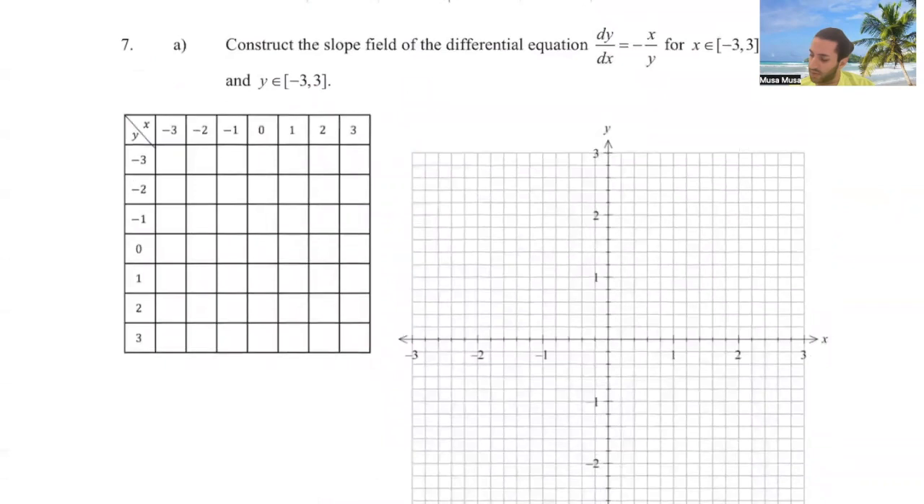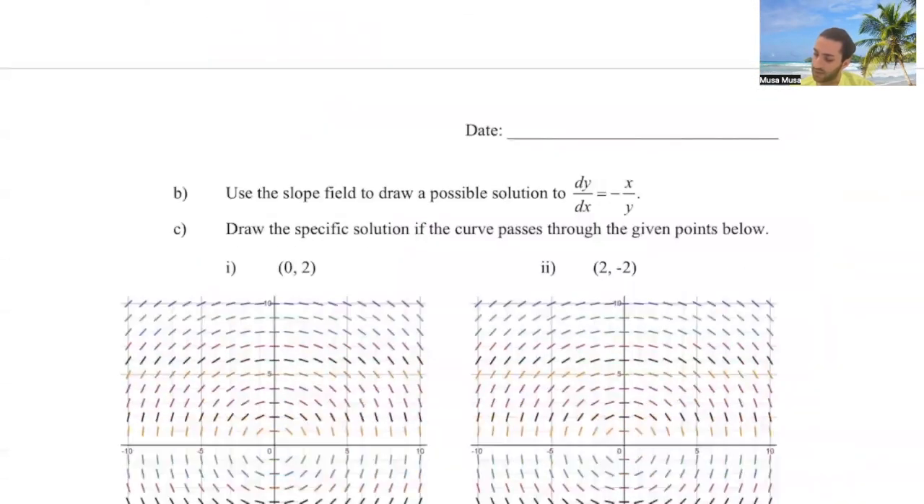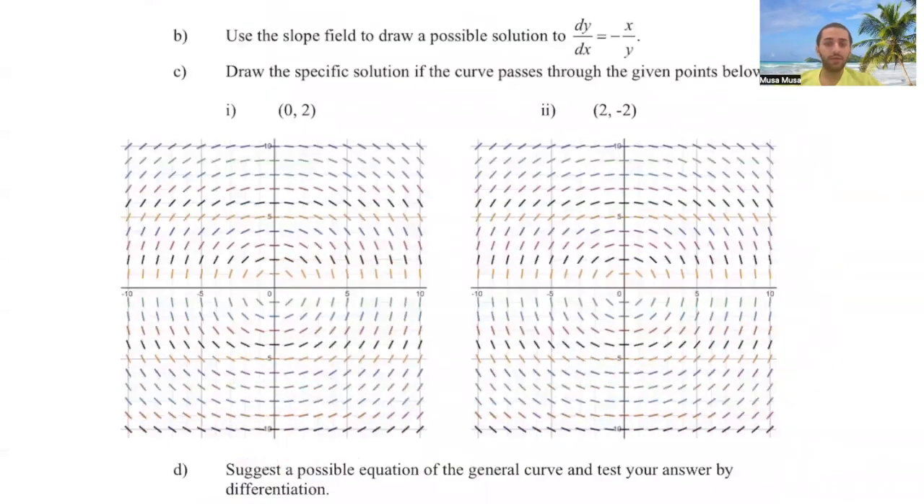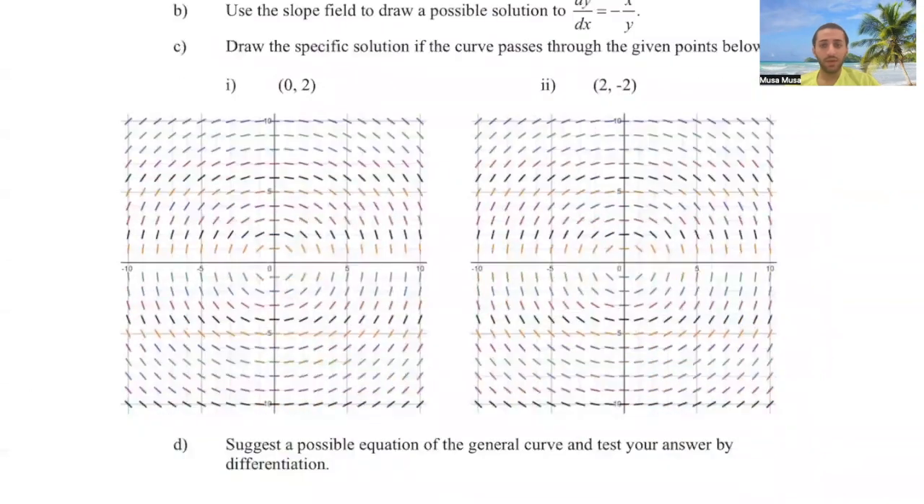What is this? Oh, I think we did this one already, so we can ignore that. So use the slope field to draw. Oh, we did this as well.